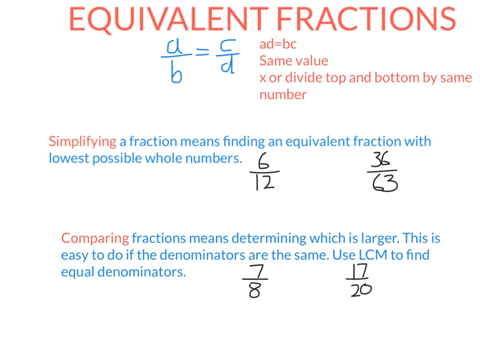The easiest way to think about it is two fractions are equivalent if what I do to the top, I do to the bottom. If I times the top numbers, which are the numerators, by the same thing that I times the denominators by.